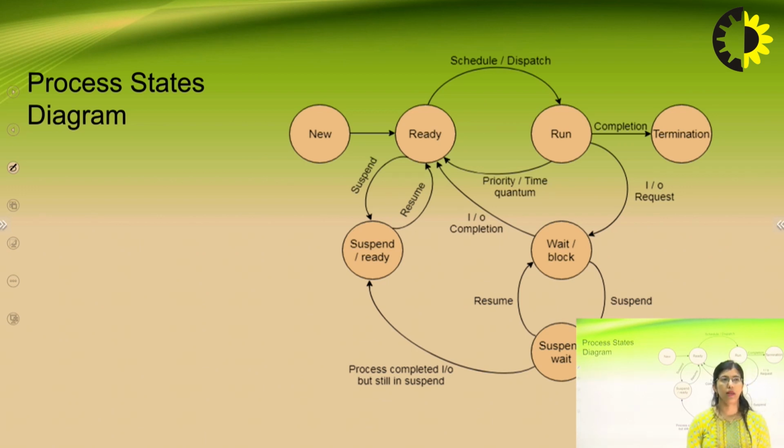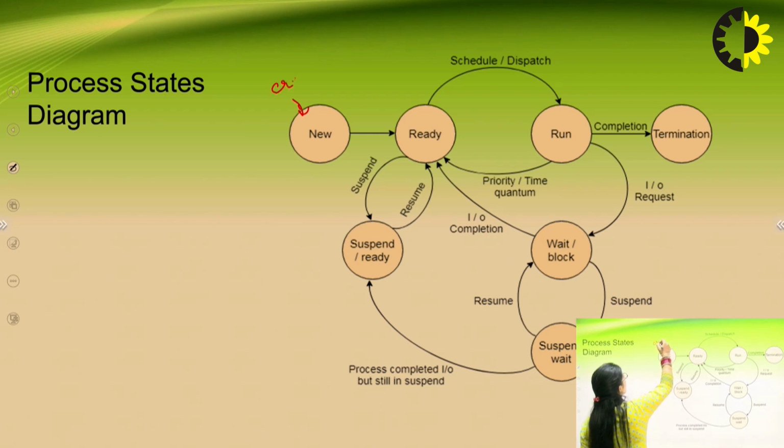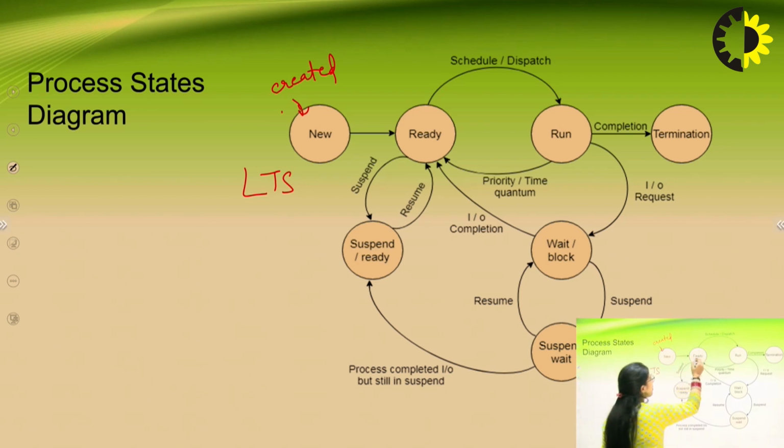Moving on to the process state diagram. First of all, when a process is created, its state is new. At this particular time, the long-term scheduler brings this process to the ready queue, where the state of the process gets changed and it becomes the ready state.